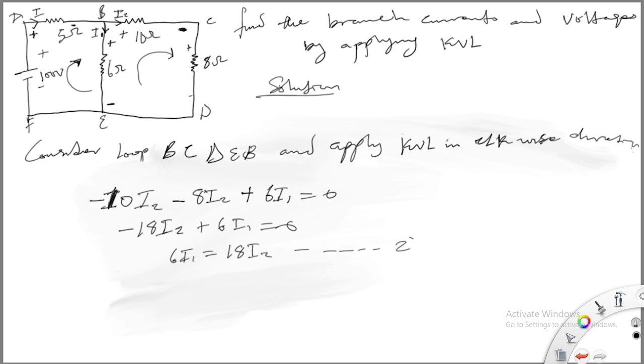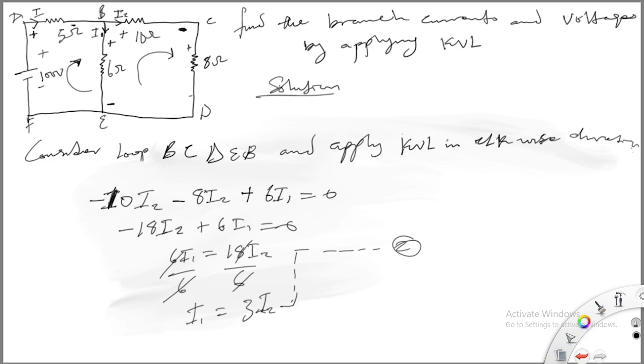Equation 2. This is our equation 2 now. But we can break it down as well. Divide both sides by 6. You can say over 6, this by 6. So we can have I1 is equal to 3 I2. This is our equation 2.